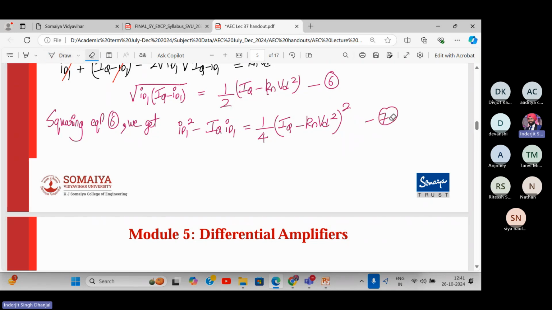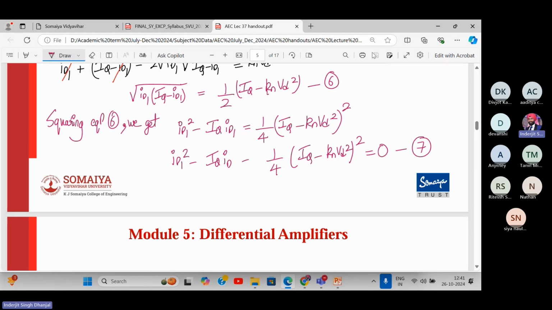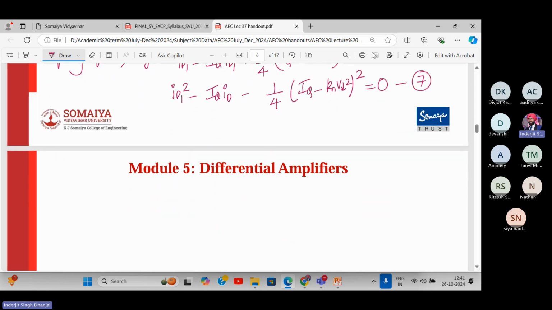Oh, wait a second. Now this will be in the quadratic form. So it is ID1 square minus IQ ID1 minus 1 by 4 IQ minus Kn Vd square the whole square is equal to 0, right? This we call equation number 7. Okay. So this is a quadratic equation.